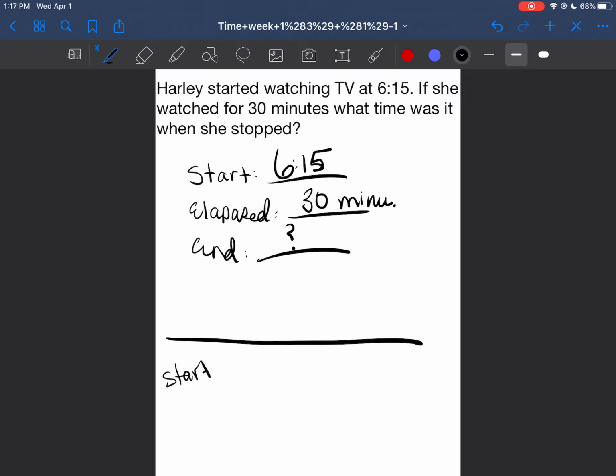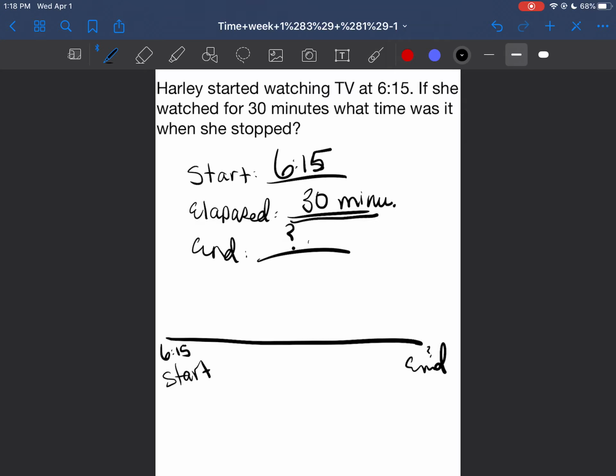Drawing out my number line. The start is on the left. The end is on the right. My start time is 6:15. My end time is unknown. How many minutes am I going to jump on my number line? 30 minutes, my elapsed time.